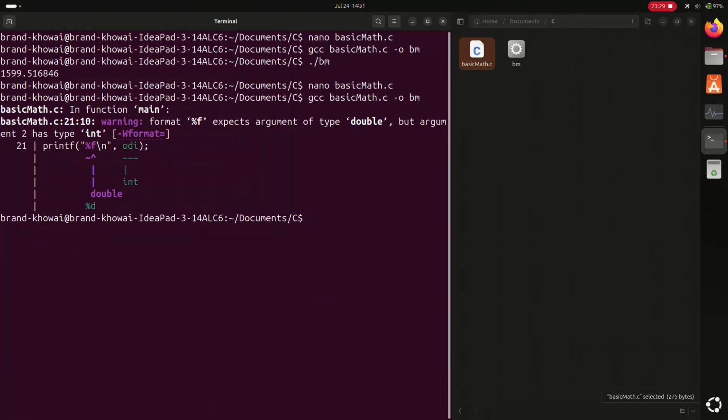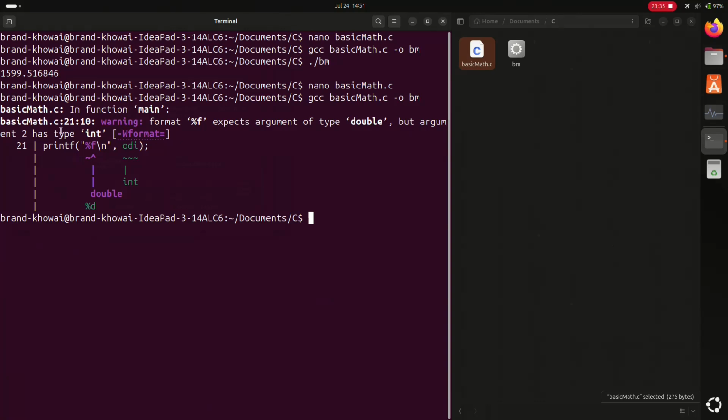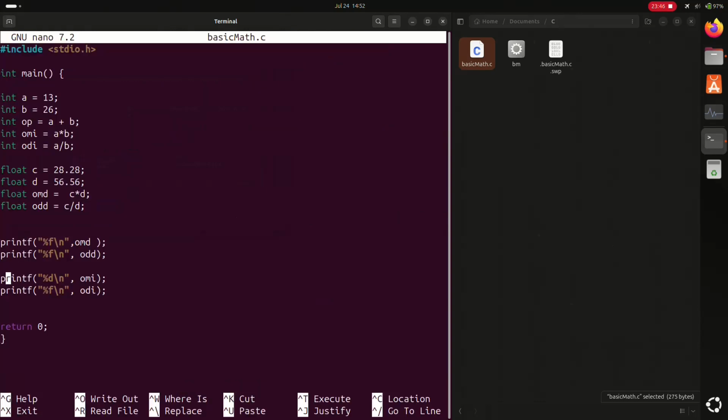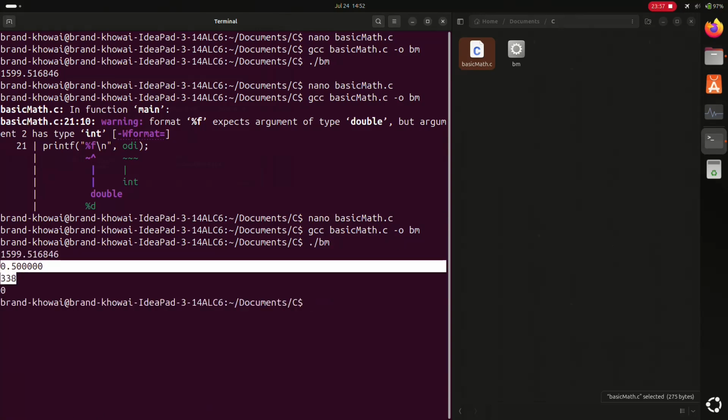So if there is an error in your code, format percentage f expects argument of type double, but argument 2 has type integer, so we have to write percentage d. Okay, we have to know the output, we have to write percentage d. So here let us write percentage d, Control X, Y, enter. Now run this code. Running this code gives us 338.